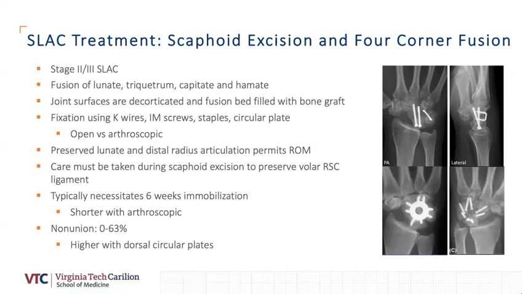Another drawback is that it has been thought that there are higher complications, specifically that you have non-union as high as 63%. Although it has been described that this is more likely to happen specifically with the dorsal circular plates and just how it's designed. They think that the screw placement is leading to damage of the blood supply of the scaphoid and lunate, which is then resulting in non-union.